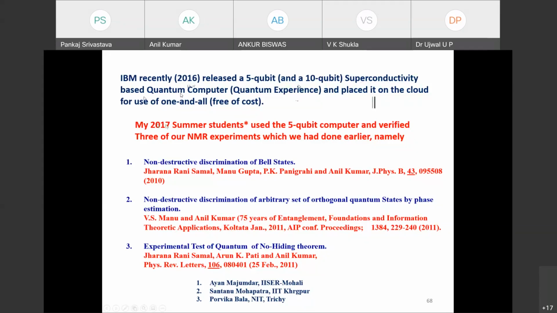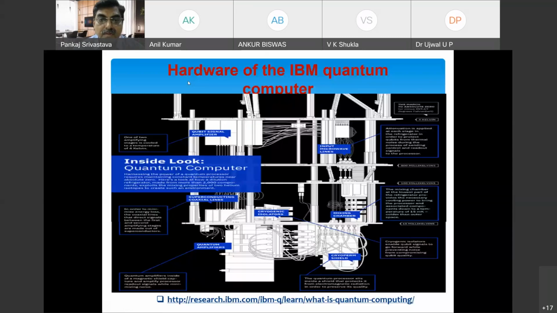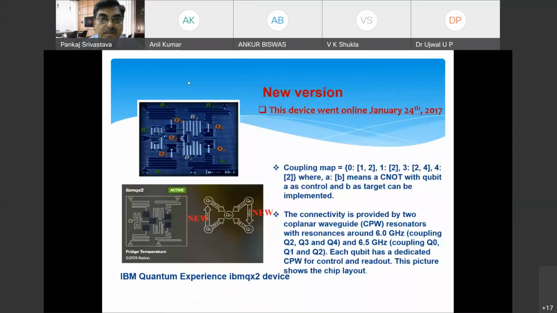I think it has a name. All right, let me just show you the hardware of the IBM computer. Sorry, this is the 2016 version. Arun Pati told me something about the latest state of this, and they added some new coupling. The protocol using this, and you click it here and here. Oh, sorry.